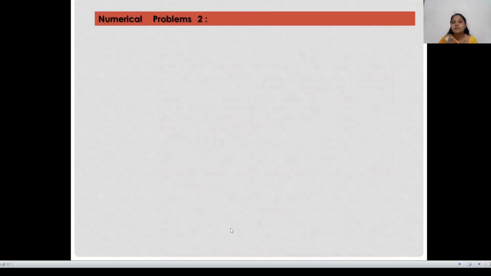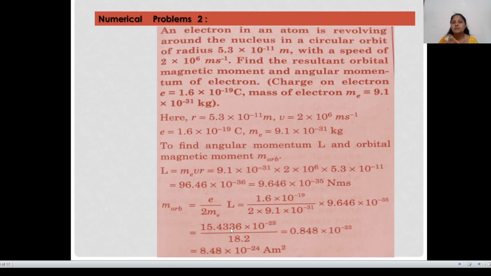Next, numerical problem 2. An electron in an atom is revolving around the nucleus in a circular orbit of radius 5.3 into 10 raised to minus 11 meter with a speed of 2 into 10 raised to 6 meter per second. Find the resultant orbital magnetic moment and angular momentum of the electron. Charge of electron e is equal to 1.6 into 10 raised to minus 19 coulomb. Mass of electron me is equal to 9.1 into 10 raised to minus 31 kg.